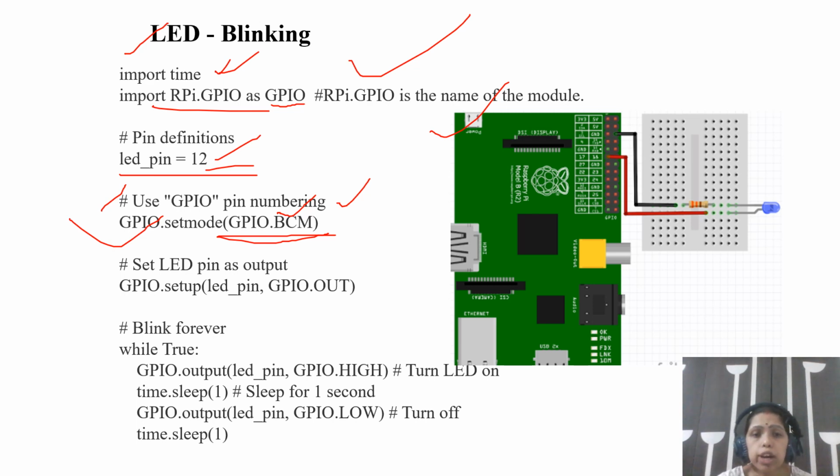Now, what is my LED pin? Is it an output pin or an input pin? Every function, set mode, setup, output, input, everything is associated with the GPIO library. So GPIO.setup, it's like an Arduino program only. GPIO.setup(LED_PIN, GPIO.OUT). So this LED pin, pin number 12, should be the output pin. The OUT constant is associated with the GPIO library. Now we'll think about the main program.